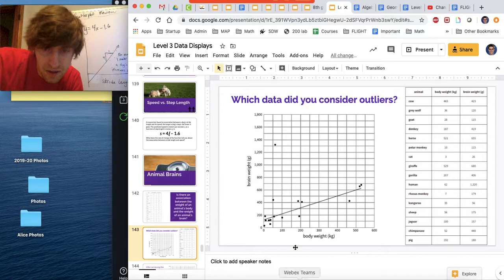Actually, that seems kind of like a small brain compared to humans. I guess that makes sense. This is called an extrapolation. And extrapolation is when you use a trend outside its measured data set.